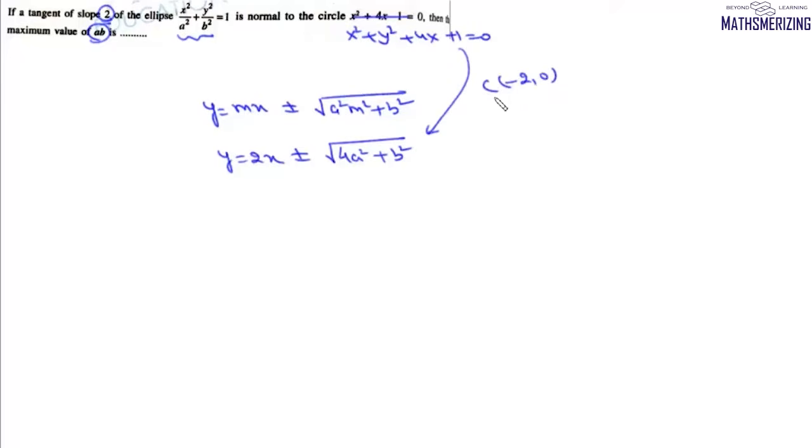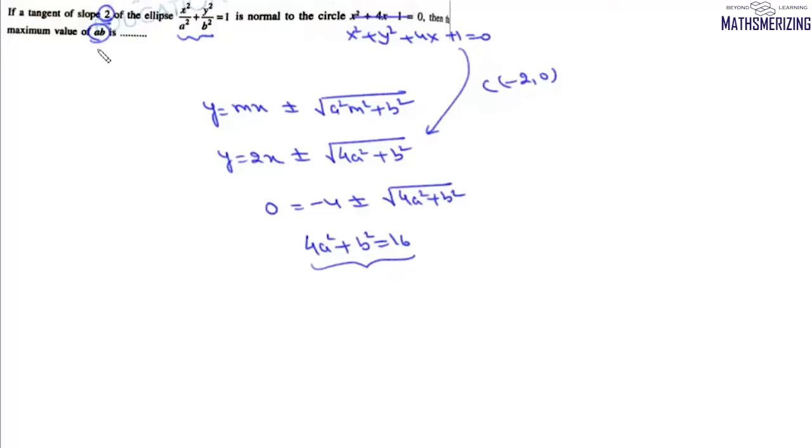So what we'll do is we'll put the value of x and y, then we'll get 0, and this is minus 4, and it will be equal to plus minus under root of 4a square plus b square. So we'll square it. We'll get this condition as 4a square plus b square, and it is equal to 16.